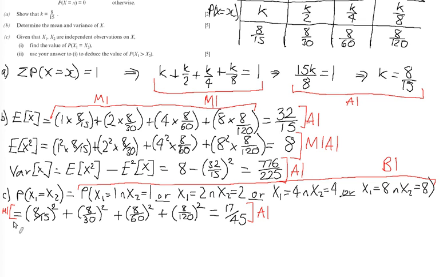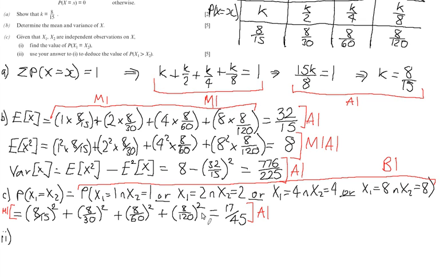Okay, so let's have a look at part D. We now have the probability that x1 is greater than x2. Okay, so what we can do in this question is think of what we do know, because it says use the answer to deduce this answer.